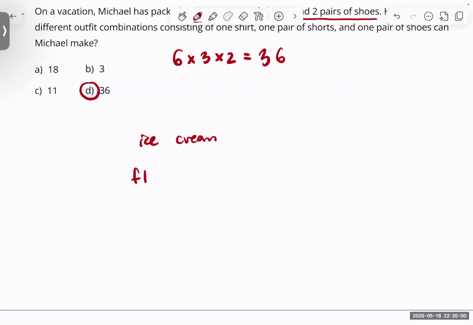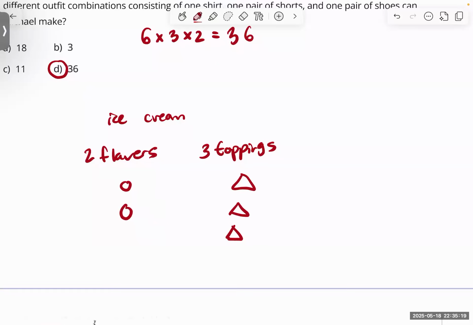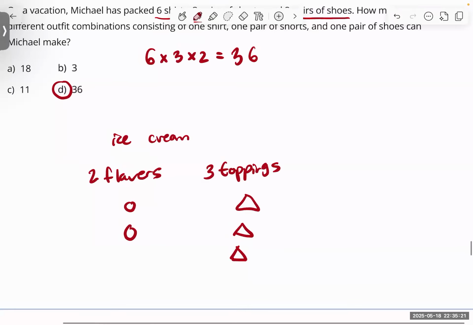I have, let's see, I have 2 flavors. So I'll represent them as circles, and 2 toppings. I'll represent them as triangles. No, I'm sorry, 3 toppings. 2 flavors, 3 toppings. So, how many combinations can I make with 1 flavor and 1 topping?